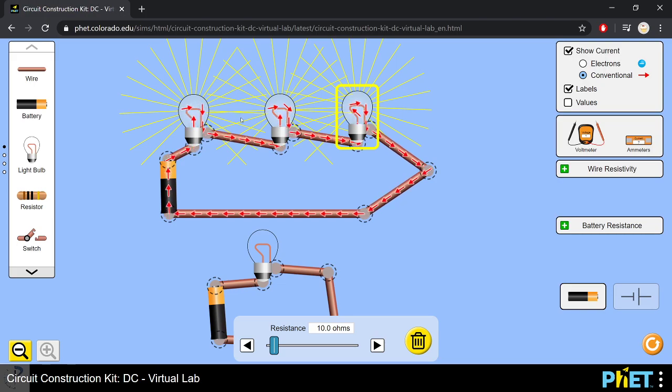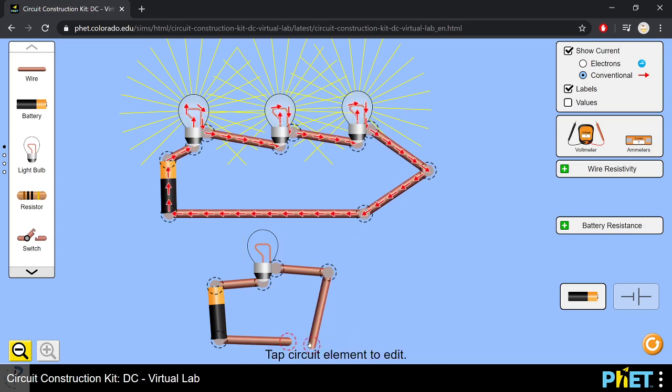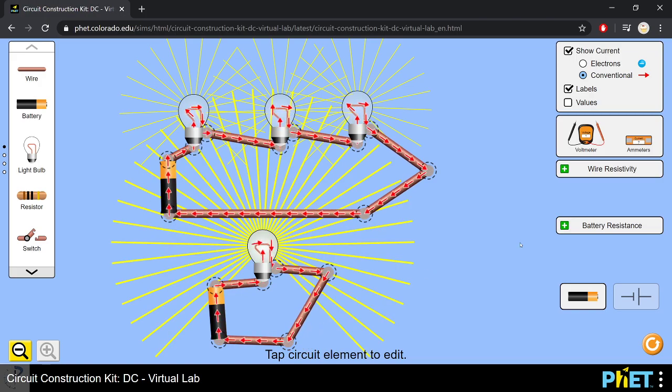So it's 10, 10, 10. That adds up to the 30 volts. So each light is only getting 10 volts. But how many volts is this light bulb getting? Well, this singular one is getting all 30 volts. All 30 volts. And so, kablamo, it is way brighter. It is way brighter.